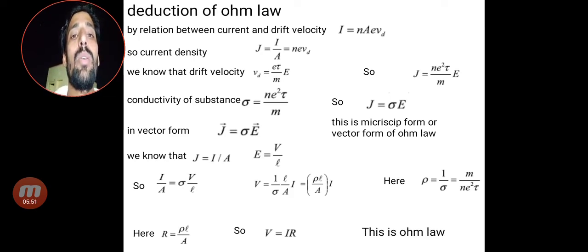So, put rho L by A equal to capital R. So, V equal to IR. This is Ohm's law. Okay, thank you.